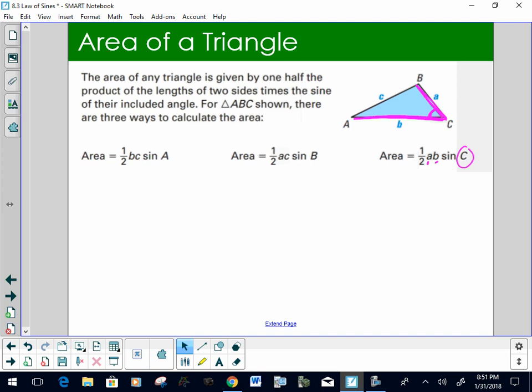We call it the included angle. It's the two sides that we're using and the angle that's included between them. If I knew angle B up here, I could calculate the area using sides C and A. Always, whichever angle you're using has to be between the two sides that you're using. Again, called the included angle. So let's see if we can calculate the area of a triangle.